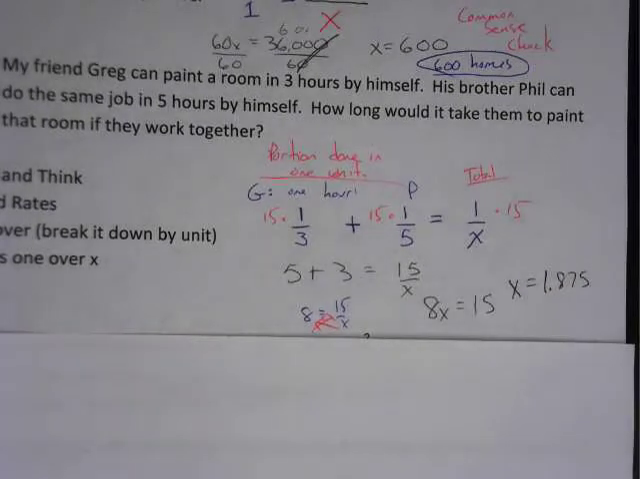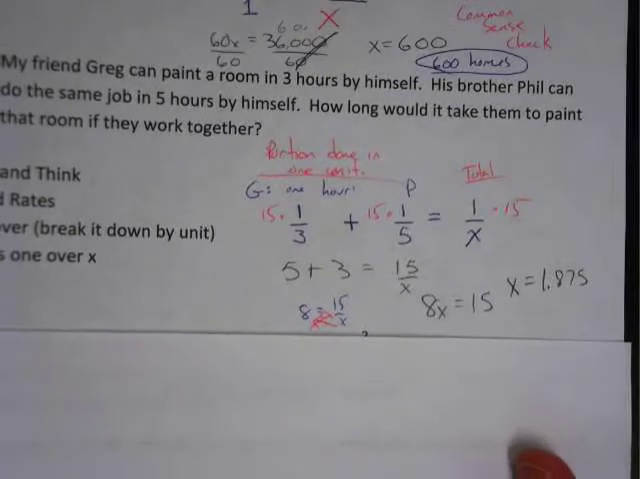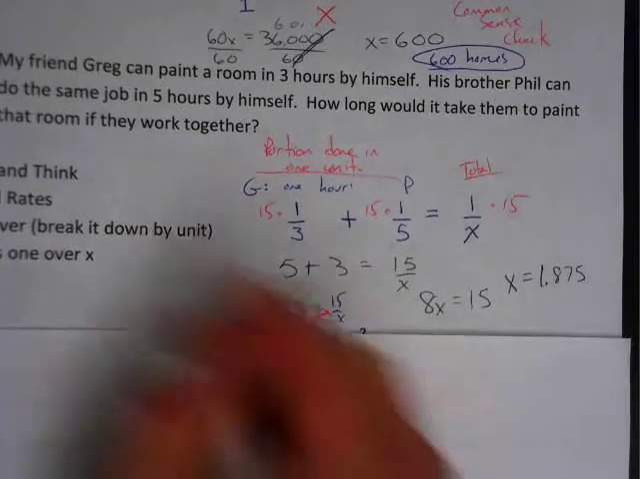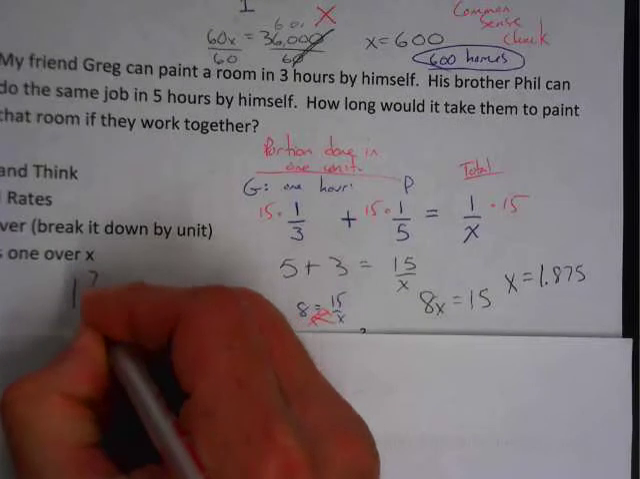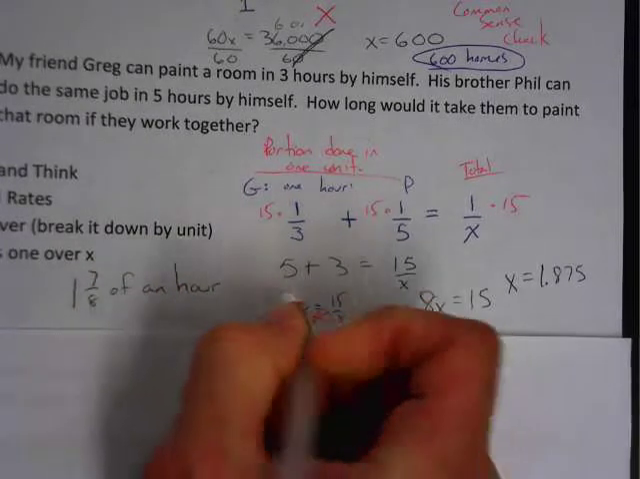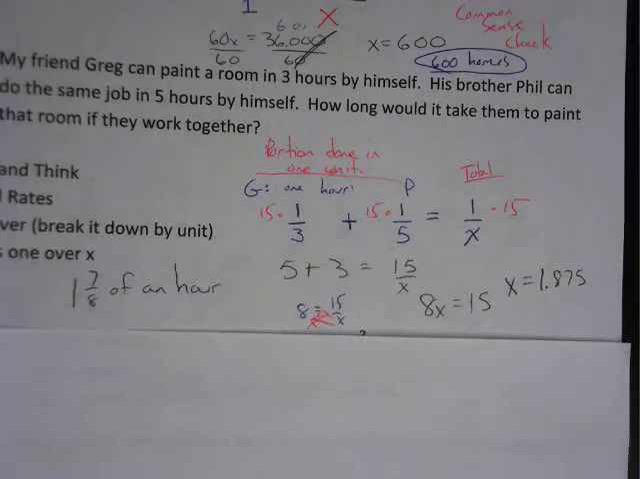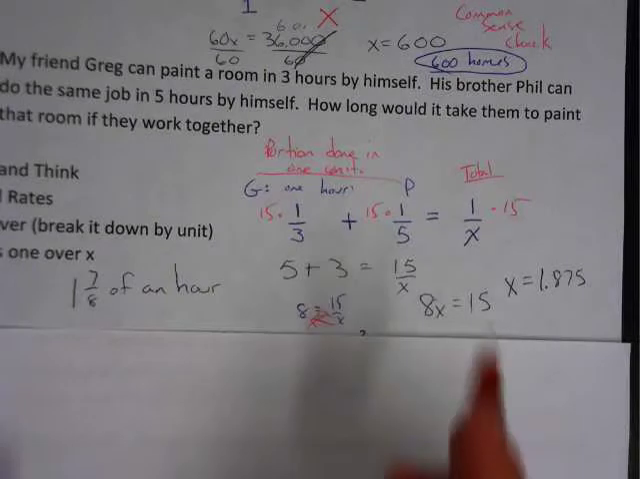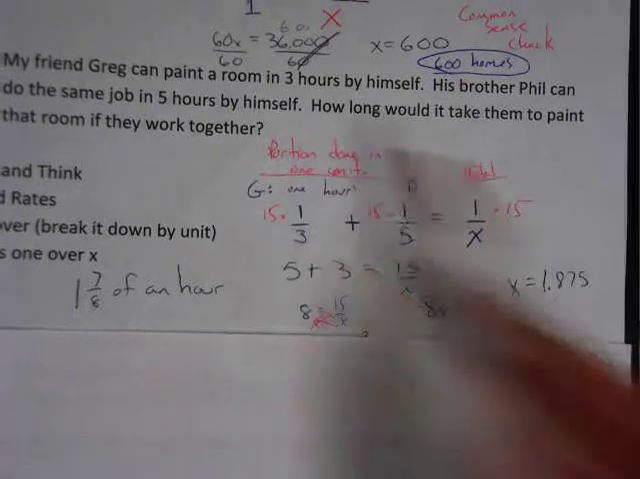Close to 1.9. Okay, so if we're going to break it down by unit, how long would it take them? Basically 1 7/8 of an hour. So that's how long it would take. It would take 1 7/8 of an hour, or 1.875 hours. Okay, so that's how long. Almost 2 hours. That's the question, right? So how long would it take them to paint that room if they work together?